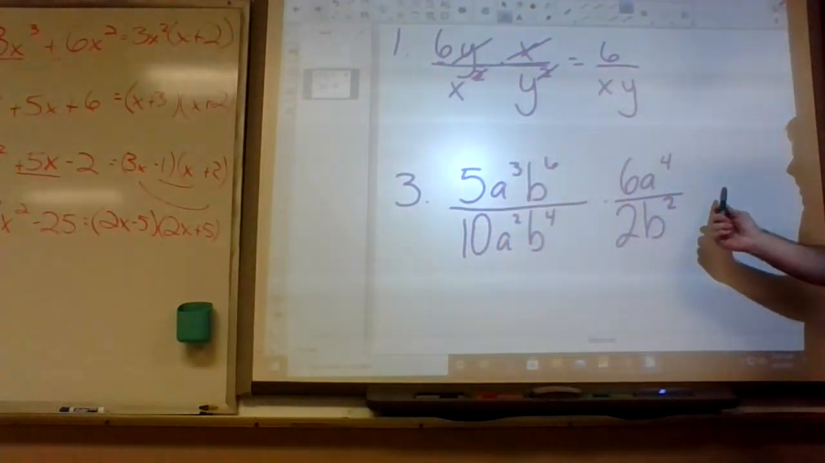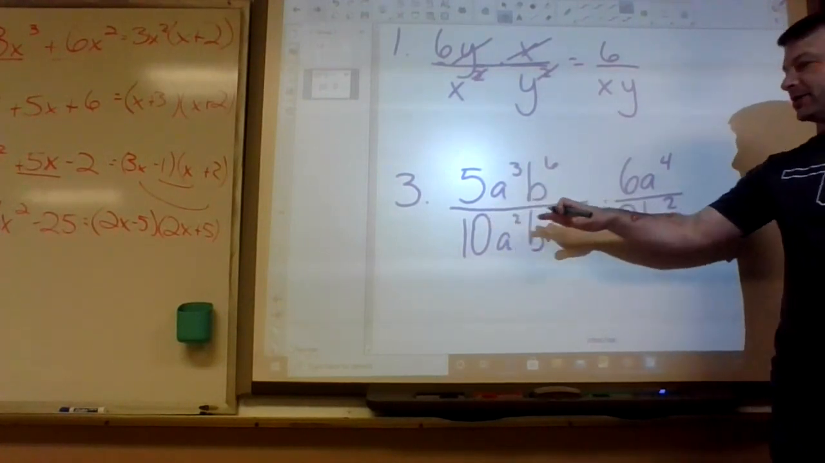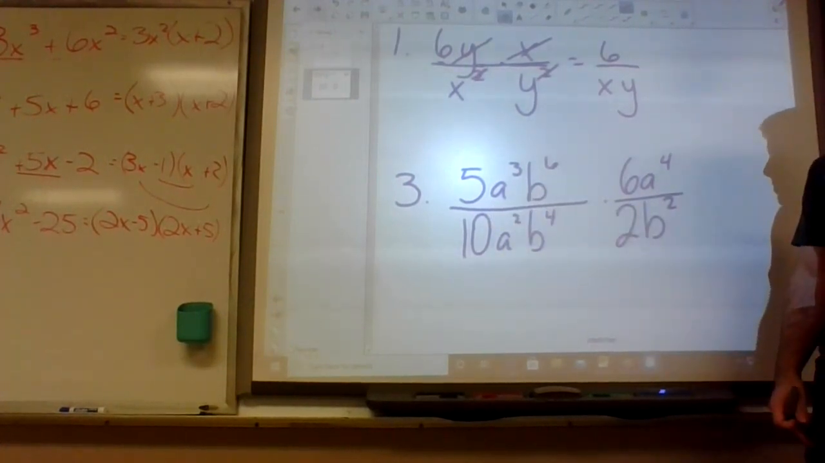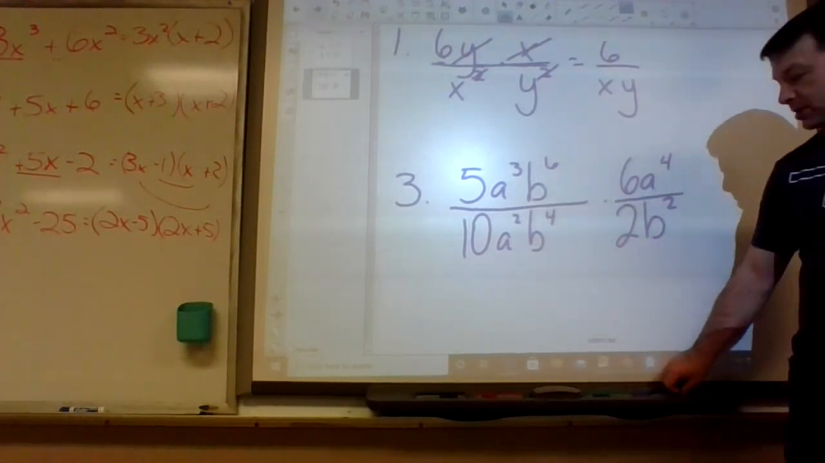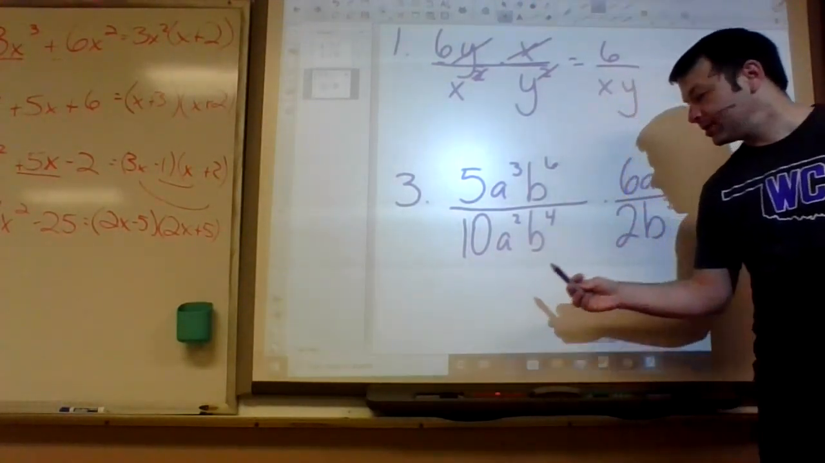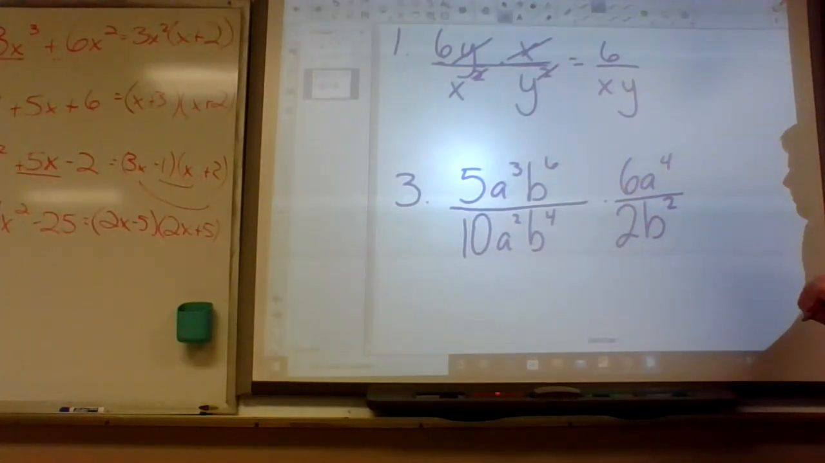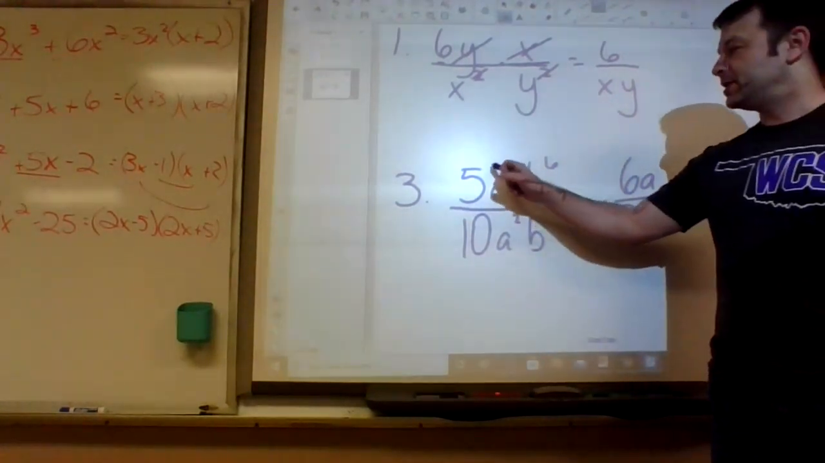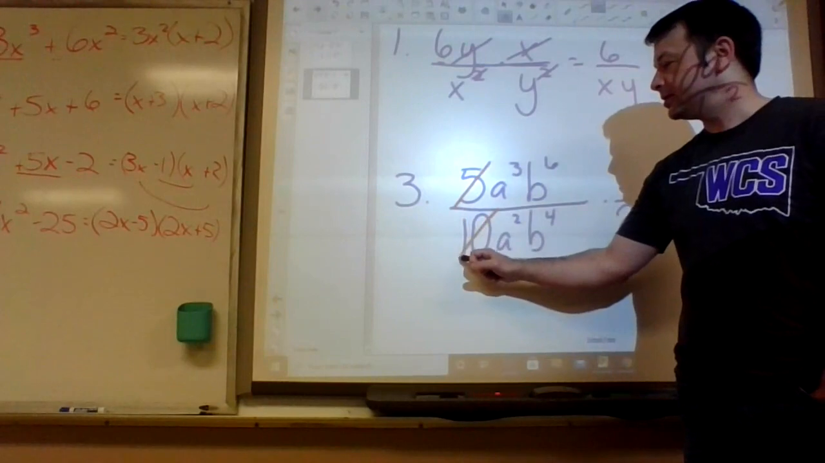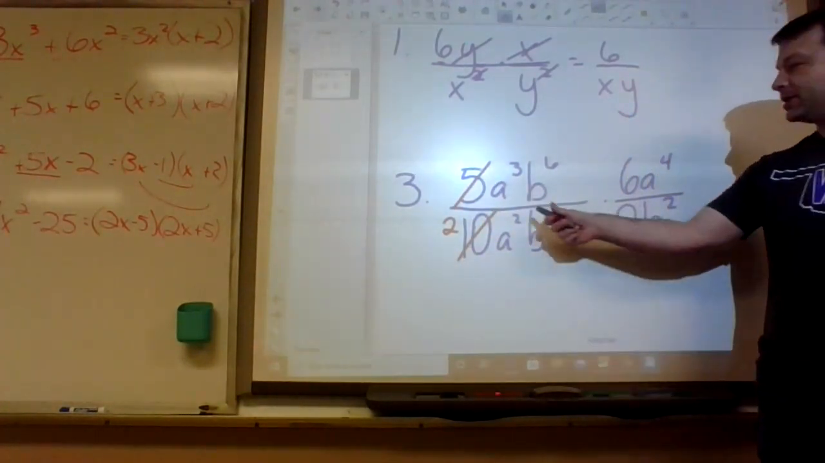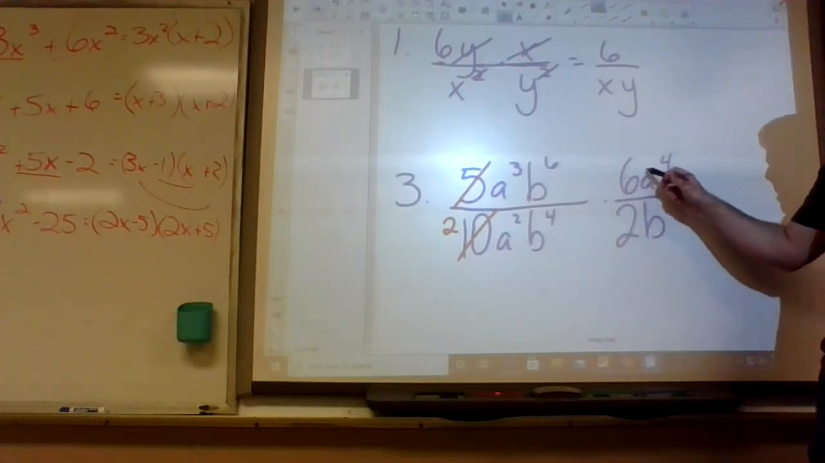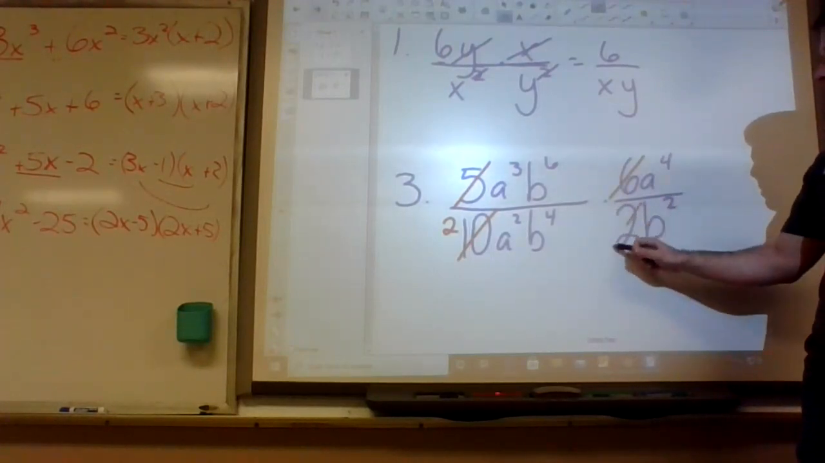Alright, now we could multiply all this together and then reduce, or we could just reduce from the start. It's probably easier to reduce from the start. So 5 and 10, for example, that could reduce, right? To 1 and 2. I'm not gonna put the 1 down because it kind of fades into everything else. The 6 and the 2, that could become a 3.